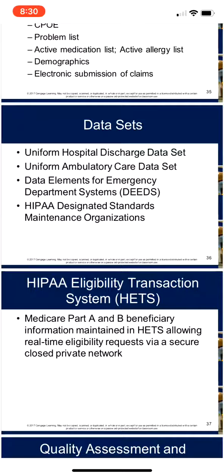So we're talking about the Accredited Standards Committee X12, Dental Content Committee of the American Dental Association, Health Level 7, National Council for Prescription Drug Programs, National Uniform Billing Committee, and the National Uniform Claim Committee.